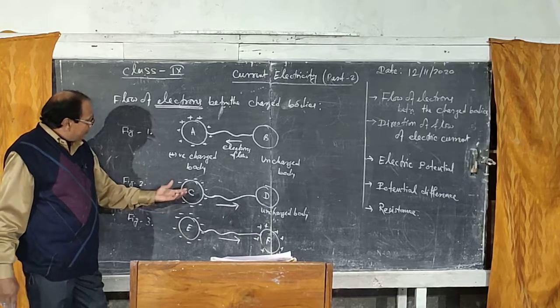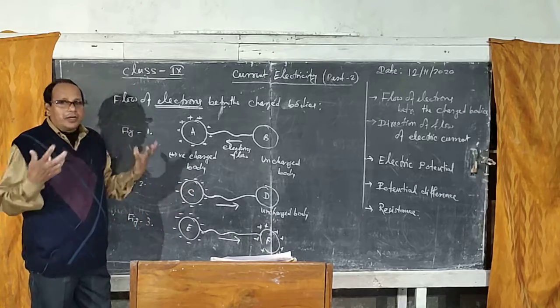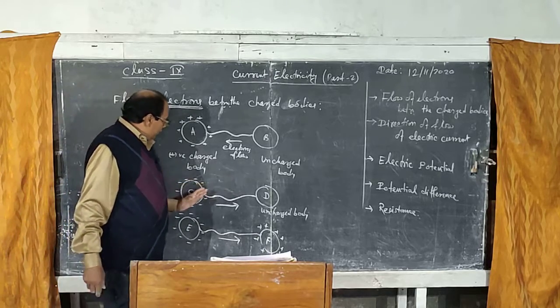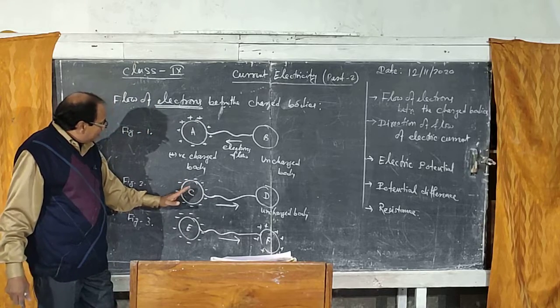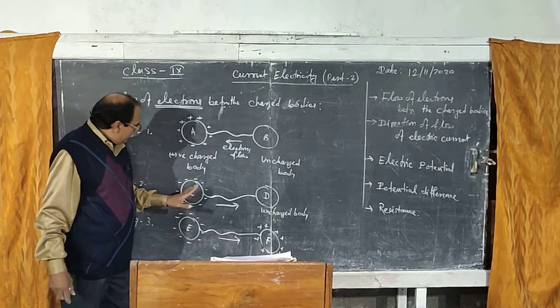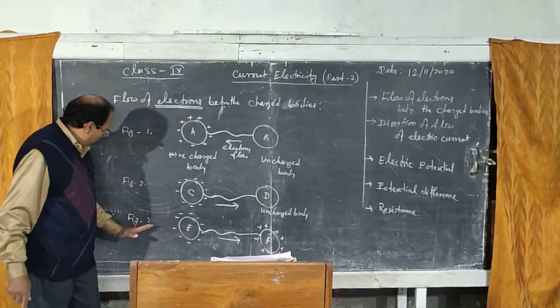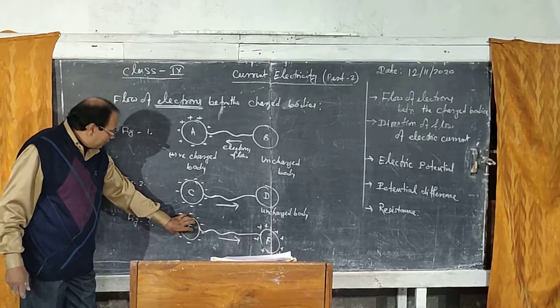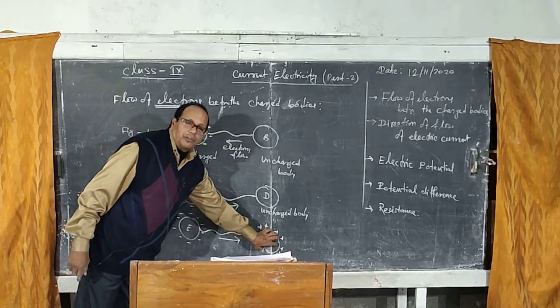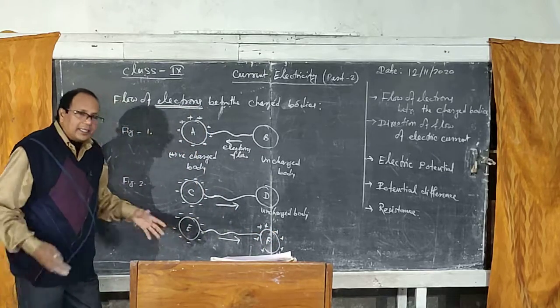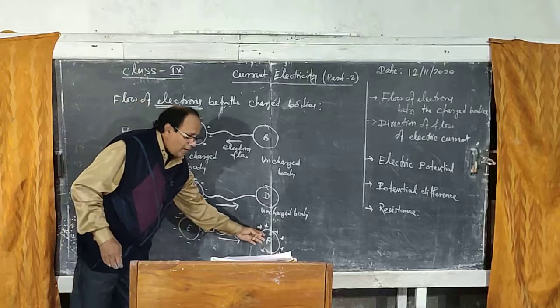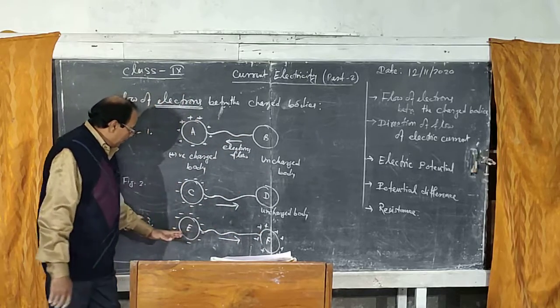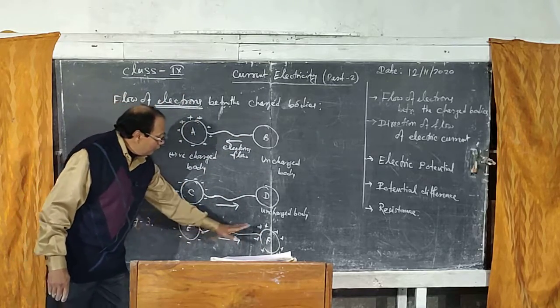And in figure 2, C has excess of electrons. So because of the excess of electrons, electrons will flow from C to D. And obviously figure 3 is very easy to understand. E is negatively charged body and F is positively charged body. So E has excess of electrons and F has deficit of electrons. So electrons start to flow from E to F.